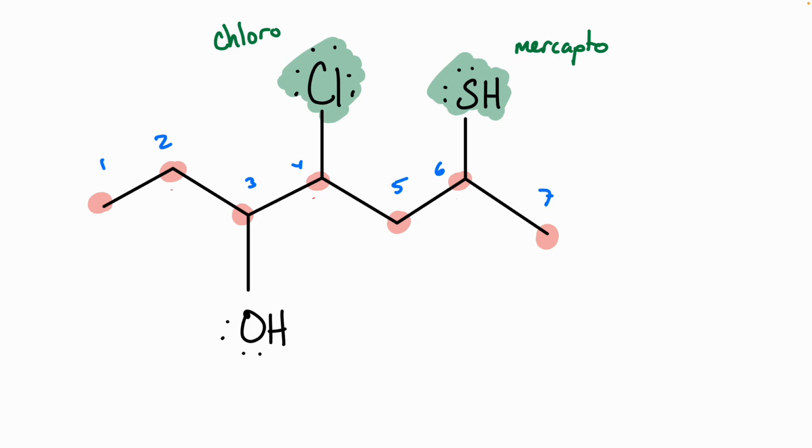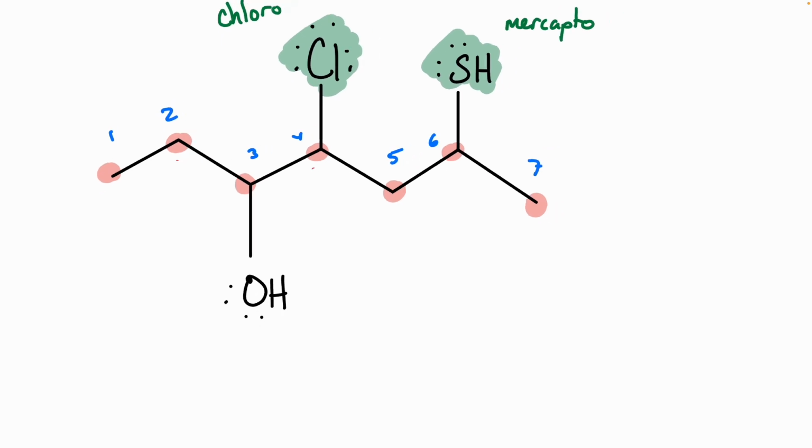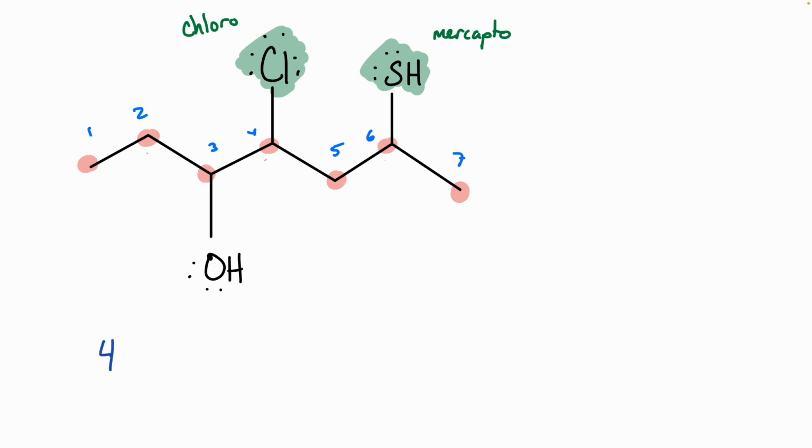So when I put this together, I'm still going to assemble my name in alphabetical order. That means that my name will start with that 4-chloro, then the 6-mercapto, and then the 3-heptanol.